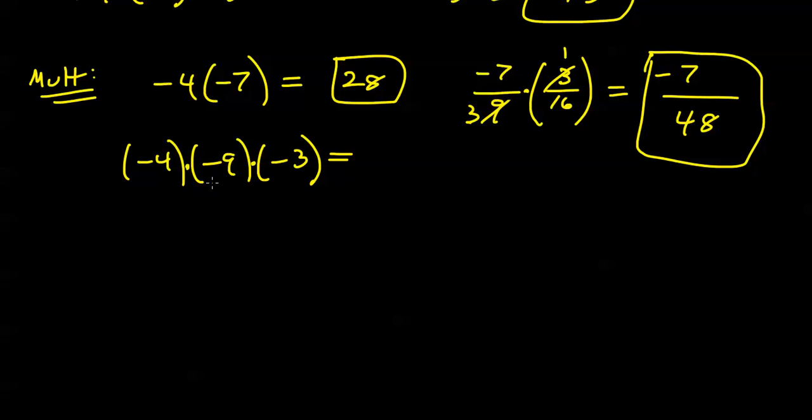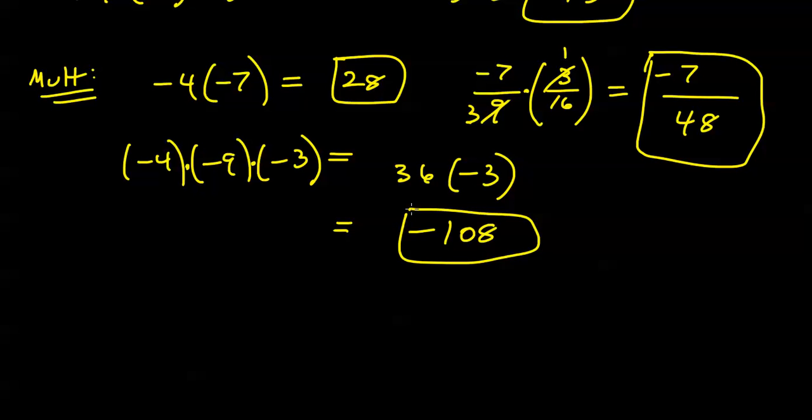All right, minus 4 times minus 9 is positive 36, and 36 then times minus 3 is negative 108. So negative 108 would be your final completely simplified answer there.